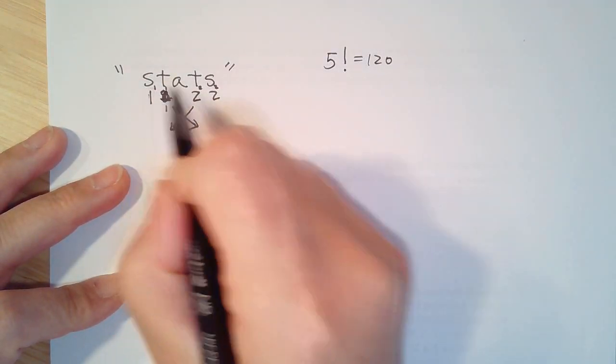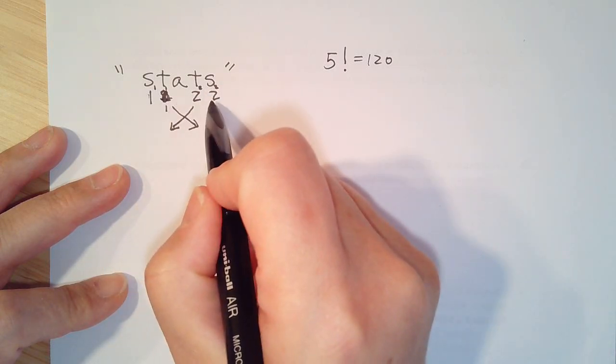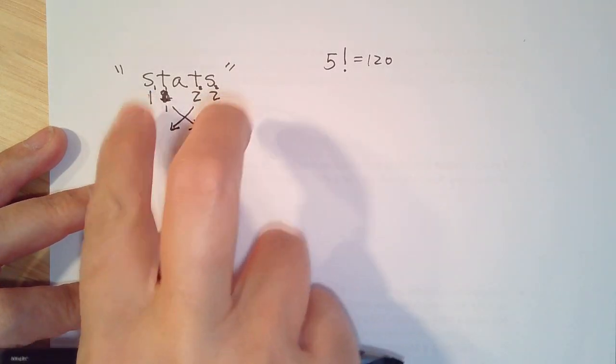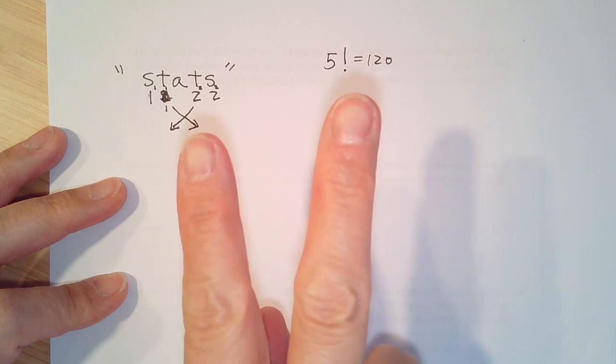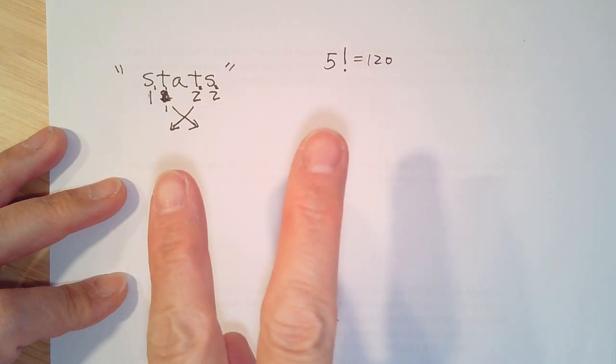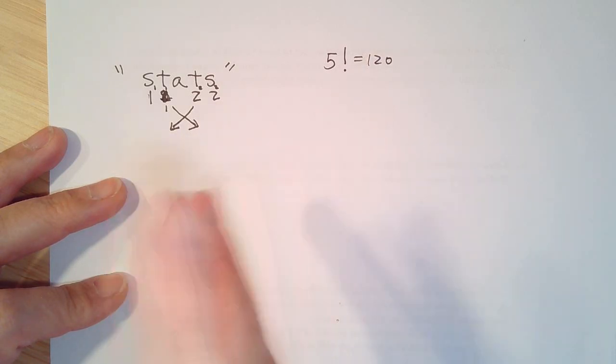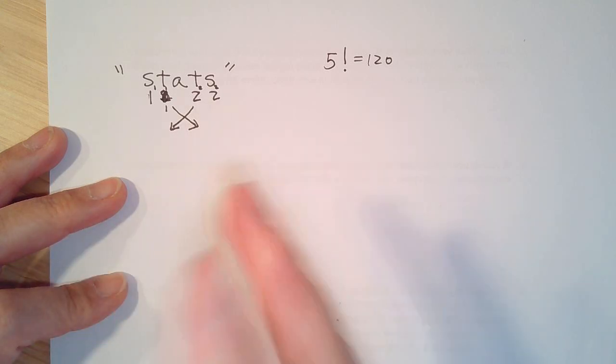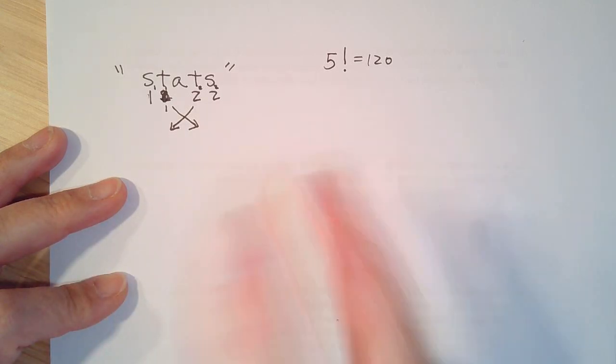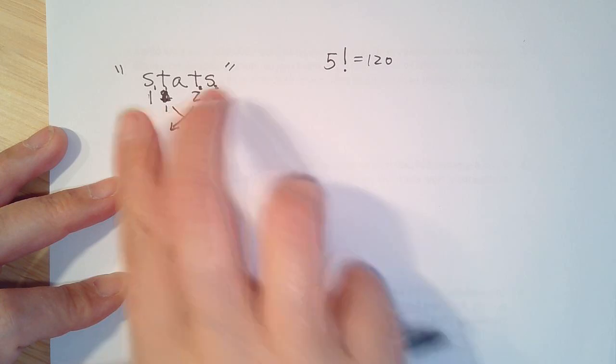So for S, there are 2 letters, S1 and S2. How many different ways can you arrange these 2 S's? So 2 factorial, right? Could be either this or this. So there are 2 repeats. And for T, it's the same thing.